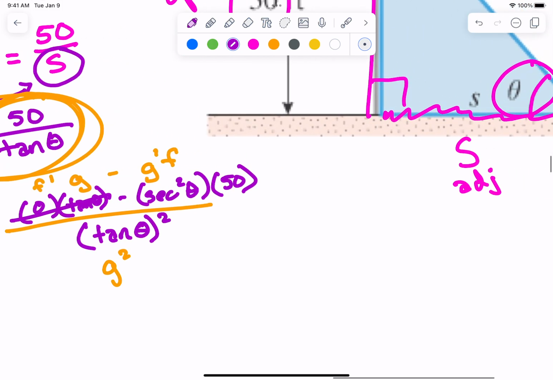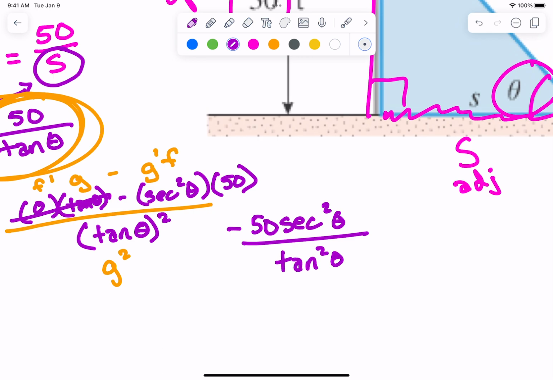Okay, let's simplify. All over negative secant squared theta. I'm going to go negative 50 secant squared theta, all over tangent squared theta, technically. So negative 50 secant squared theta over tangent squared theta. There are so many things I could do, but you guys don't know how this works.